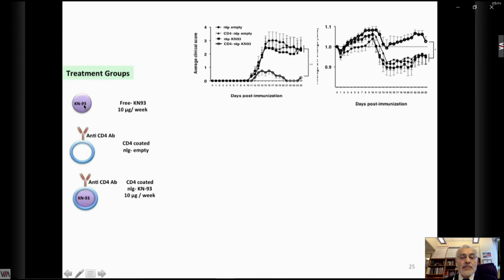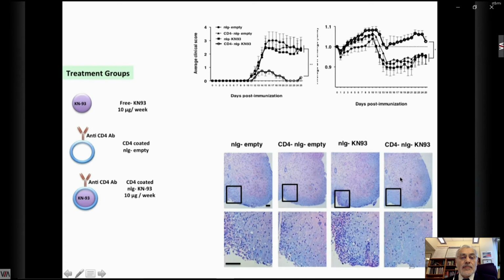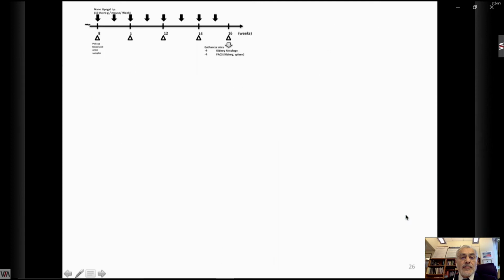We decided to use nanolipogels loaded with K93 and tagged with anti-CD4 antibody in mice that were immunized with MOG to develop experimental allergic encephalomyelitis, which, as I already mentioned, mimics multiple sclerosis. You can see here that only the mice that were treated with nanolipogels loaded with K93 and tagged with a CD4 antibody had significantly less clinical score and preserved their weight. Similarly, these mice demonstrated decreased infiltration in the spinal cord, as you can see here, and also the myelin was preserved.